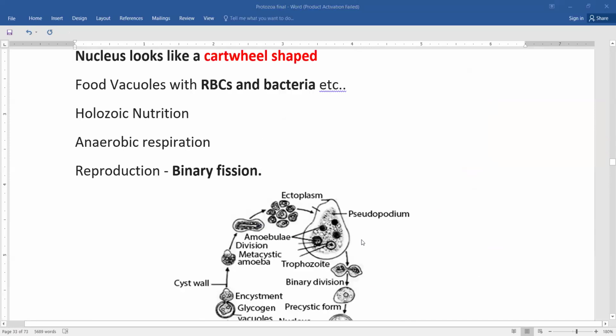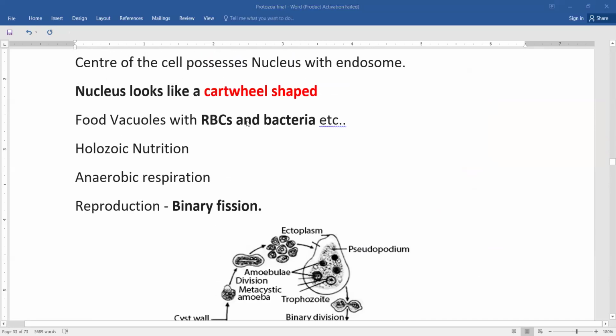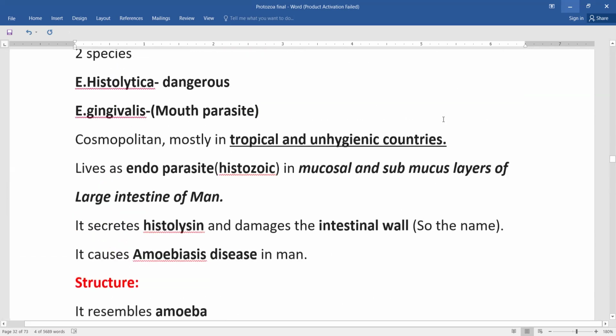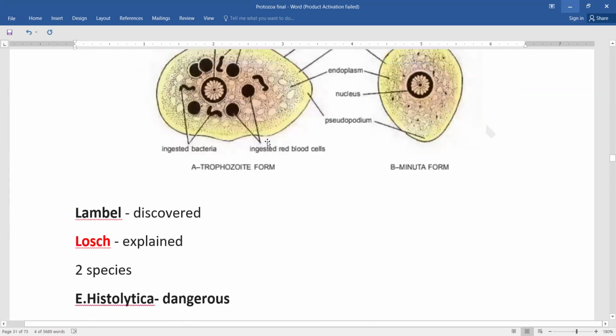So that is an important feature of Entamoeba. You should remember this part. The nucleus is cartwheel shaped, and in the cytoplasm food vacuoles are present, having human RBCs and bacteria. Let me see the image. These are the food vacuoles with RBCs. In the food vacuoles, bacteria may also be present.